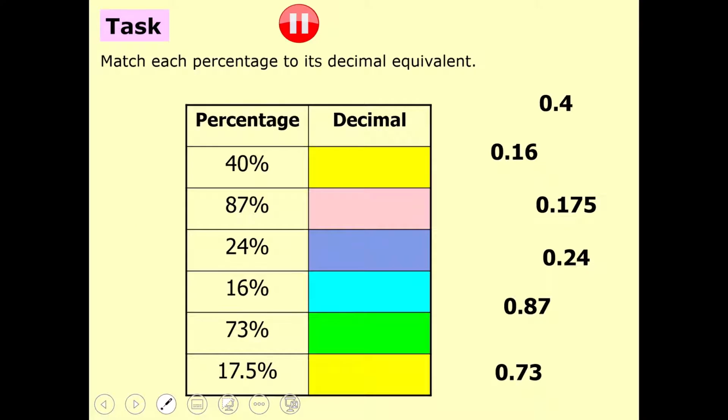And a task for you now, you have to match each percentage to its decimal equivalent. And I've written out the decimal equivalents here because hopefully you might be able to spot them and match them up. If you don't need them as a help, just go ahead and divide each of these by 100 to find the decimal equivalent to each percentage. So pause here and give them a go.